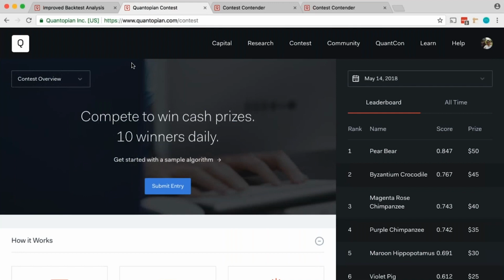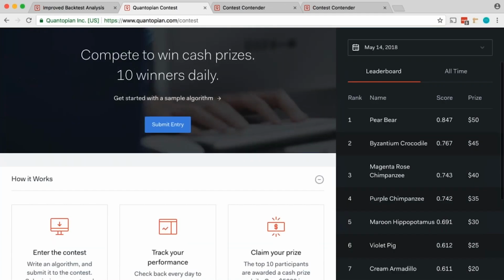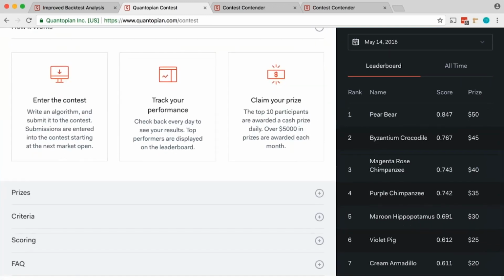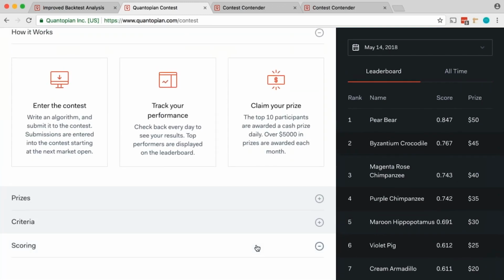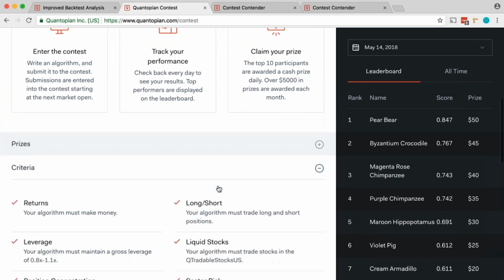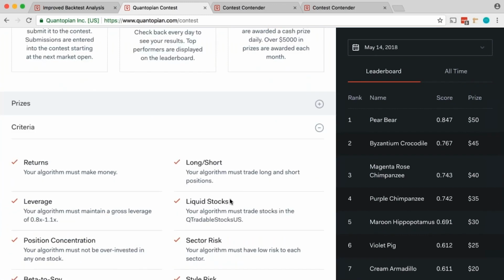And one of the biggest things that we've done with this new contest is that the criteria that we've chosen will help you on the path to an allocation. So we made sure that if you meet the contest criteria, you're probably in a good place. However, this also means that entering the contest is now a little more difficult than it was before. Because now you have to think about things like position concentration, like risk model exposure, trading liquid stocks, and a number of things. So this makes it a little more tricky to enter the contest.